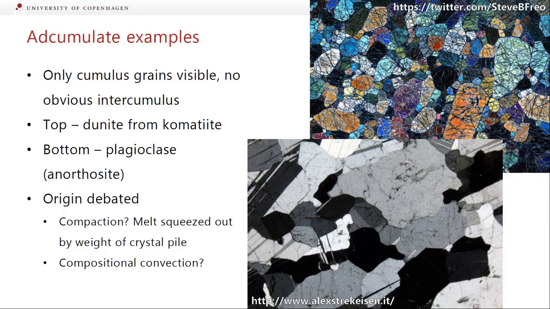One option is that the weight of other crystals pressing down squeezes the liquid out. That's a process called compaction, and we end up with very, very pure cumulus. The other option is some sort of compositional convection, where the intercumulus liquid, because it's had crystals removed from it, can end up being denser or less dense than the magma above, and you start getting a convection that pulls out the intercumulus material and replenishes it with magma that hasn't crystallized as much plagioclase and can keep crystallizing it. We won't go into that in a ton of detail, but just so you know, there are these options. Is everyone following so far?